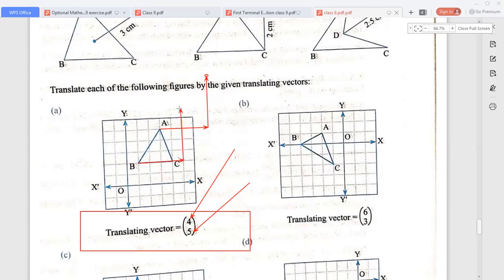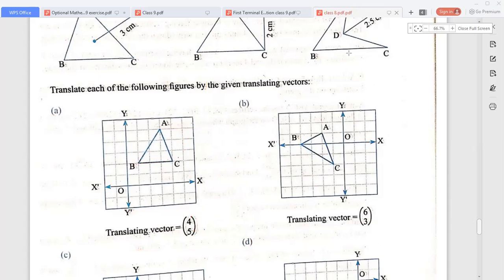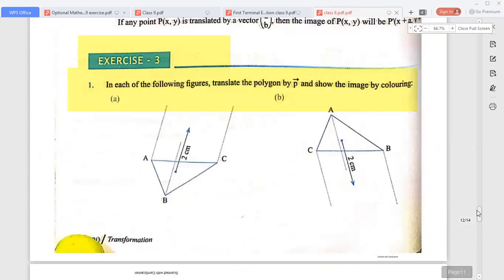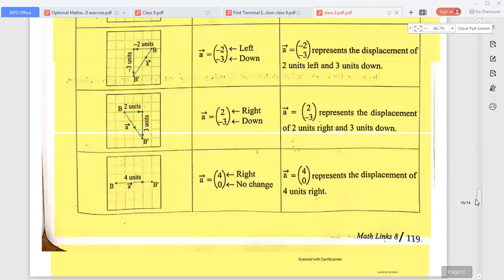Okay, let me ask one question to Mr. Pritham. Mr. Pritham is understanding or not. Let me check him. First of all, we have to know about the translation vector, my dear students. Okay, Mr. Pritham, have you seen here the translation vector? Are you seeing this part? Okay, this is the translation vector.